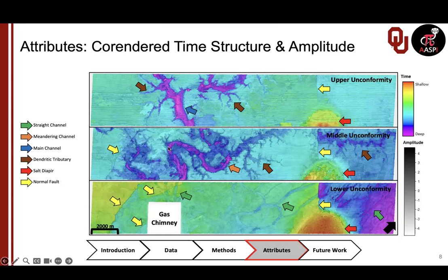And then once you get up to the shallowest unconformity that I mapped, we can see that this is a completely different system. We still have this main channel right here, but I can't make out any clear meanders from the data that I have here. We can see that this is mostly dendritic. We have a lot of these dendritic tributaries here.